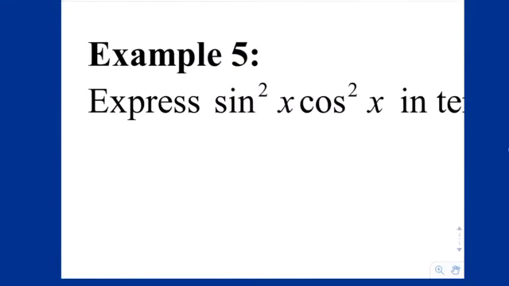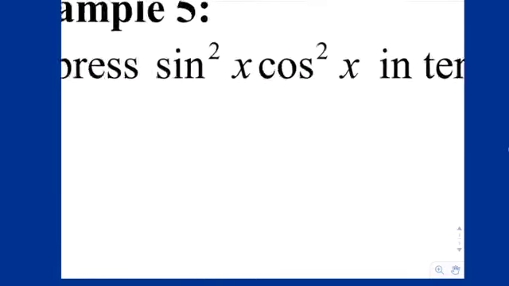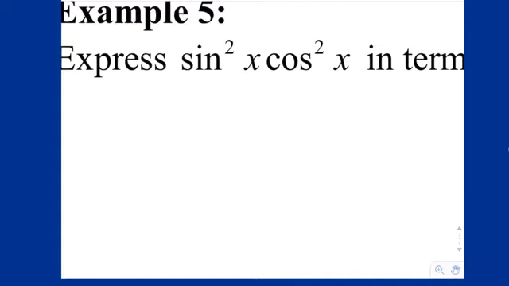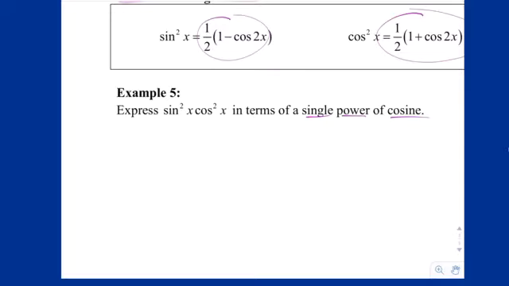Example 5. Express sine squared of x times cosine squared of x in terms of a single power of cosine. A single power of cosine. Okay, so what to do first? You want to use the PIDs? Knowing that you have options is important, but then knowing which option to take is also just as important. Sine squared could be 1 minus cosine squared, but it's also equal to what we just talked about. So determining on what you want to accomplish, if I wrote it as 1 minus cosine squared, I would still have a power of cosine.